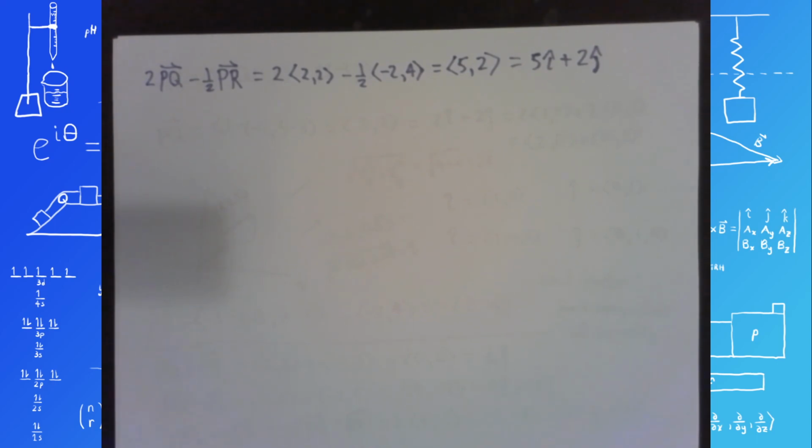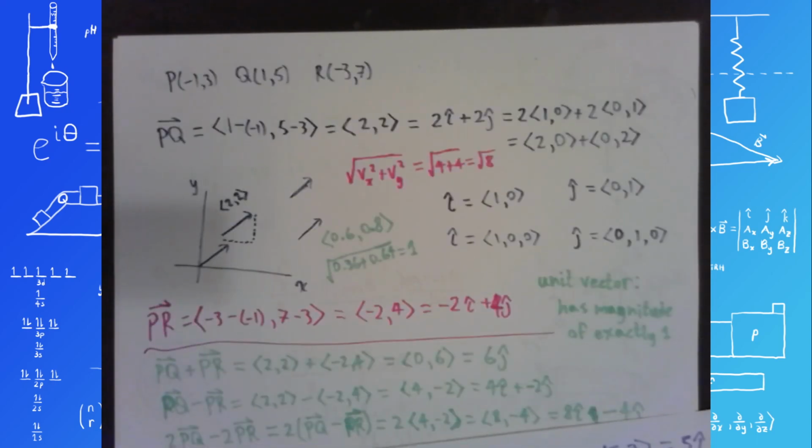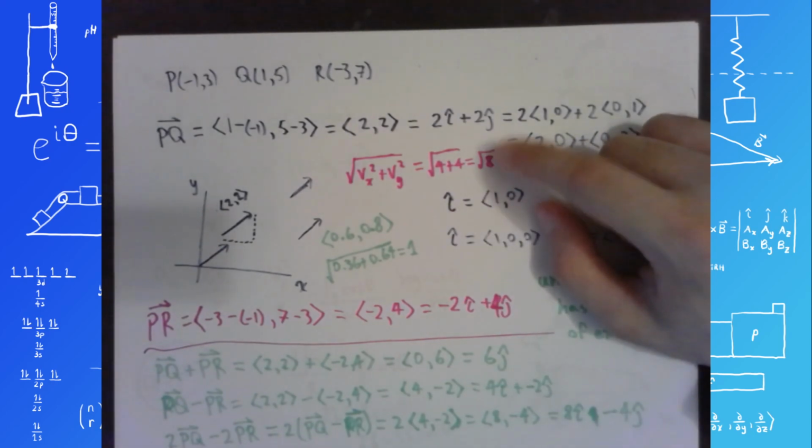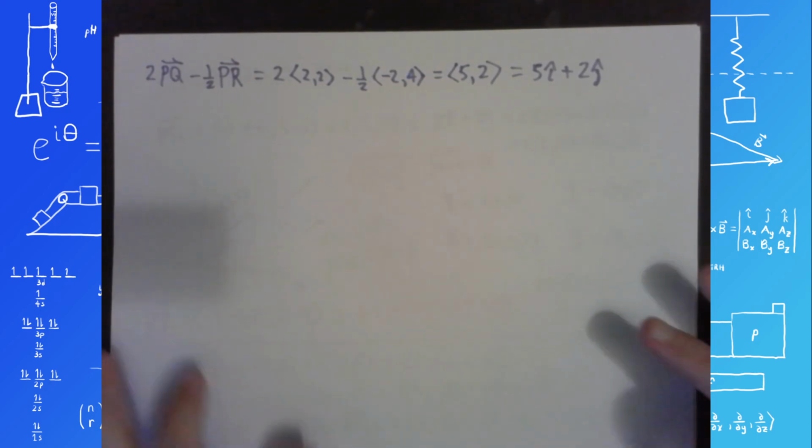Numbers 9 and 10 say find the unit vector in the direction of PQ and the unit vector in the direction of PR. I'll just find one of them. So how do we get a unit vector when your vector already clearly has a magnitude greater than 1? PQ, we already calculated the magnitude of it earlier, so I guess we can use that one. I think I'd rather do PR though. Yeah, let's do PR.